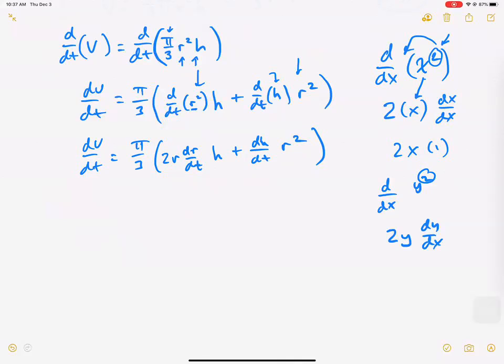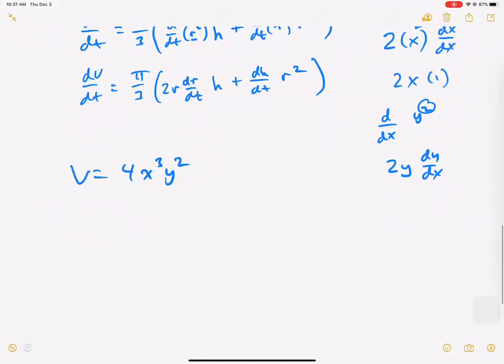Now, I'm going to talk about some questions that you might have in homework. Some homework questions will be something kind of dumb. They'll say, for instance, v is equal to 4x cubed y squared, and then they'll ask you, what is dv dt? What does dv dt become? Well, how do I get from v to dv dt? I take the derivative.